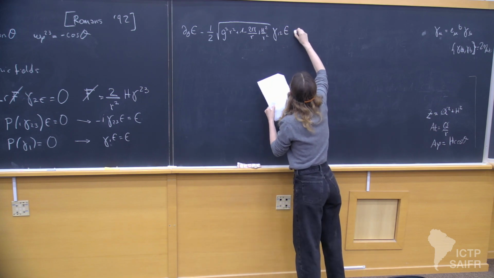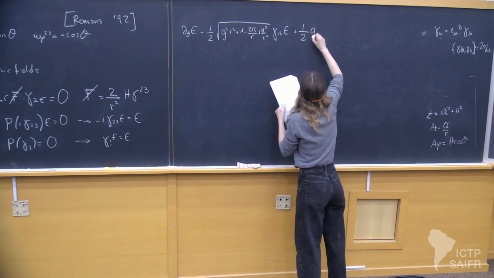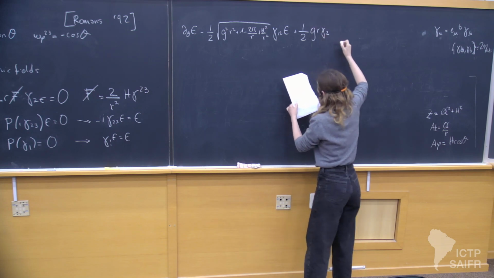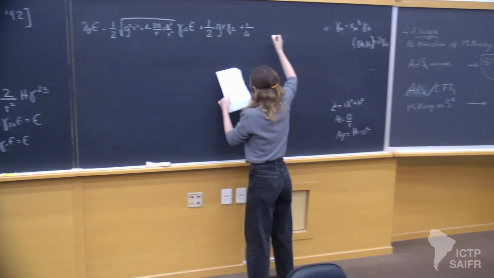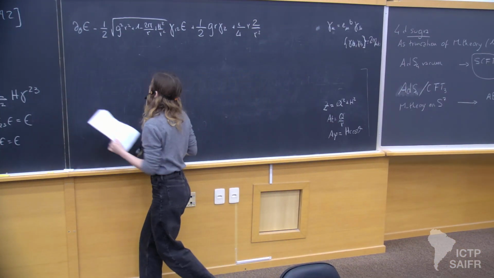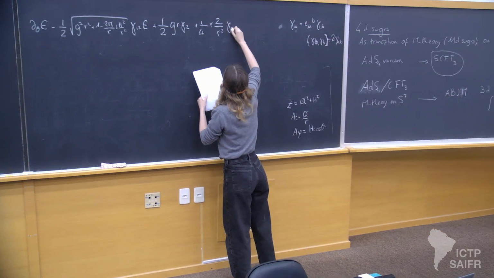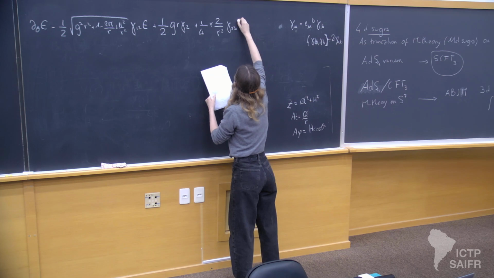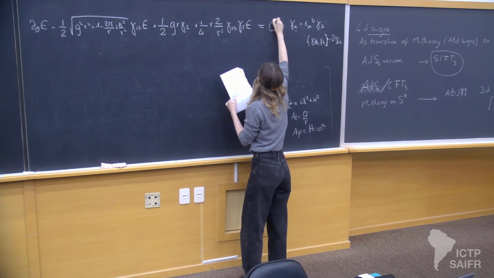And then I have plus 1/2 g r gamma 2 plus 1/4 r 2 over r squared. I'm just plugging in this thing. Gamma 2, 3, gamma 2 epsilon. And this I have to impose that it's equal to 0.